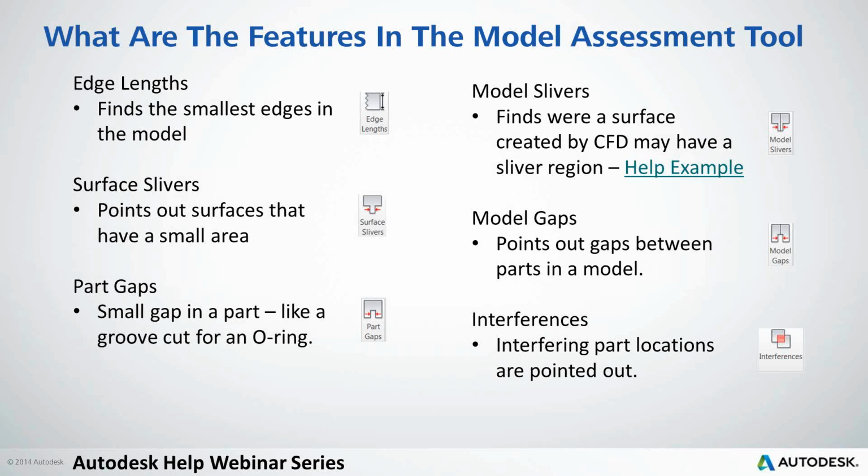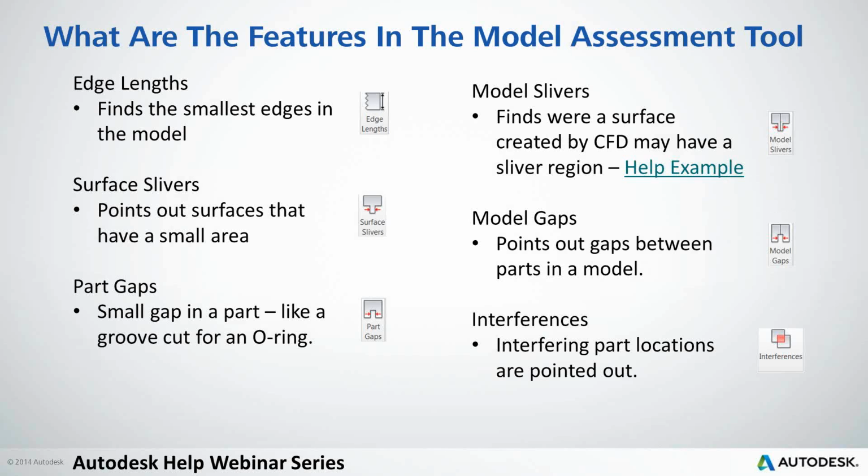And I actually kind of screwed this up. It was the model slivers where you find what Royce and I were talking about. There's an example in the help showing the electronics box where two surfaces, the imprint created by CFD, will create a sliver surface. There was really no way to spot that unless maybe the mesh diagnostics could point it out.